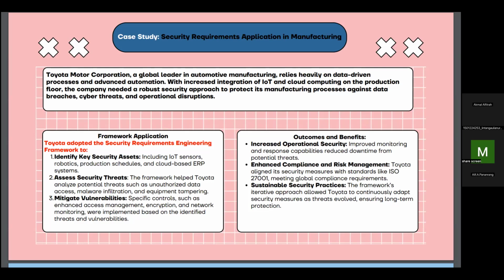And for outcome and benefit, first is increased operational security, improved monitoring and response capabilities, and reduced downtime from potential threats. The second is enhanced compliance and risk management. Toyota aligns its security measures with standards like ISO, meeting global compliance requirements. The last is sustainable security practice. The framework's iterative approach allows Toyota to continuously adapt security measures as threats evolve, ensuring long-term protection.